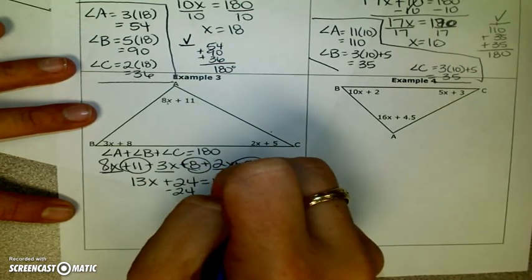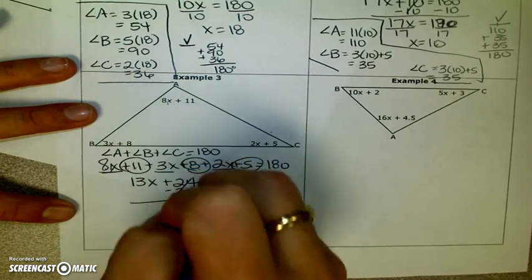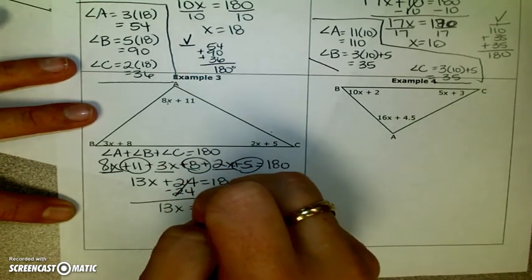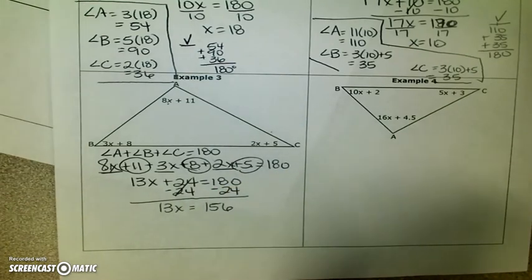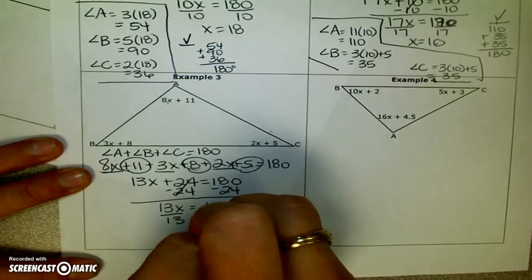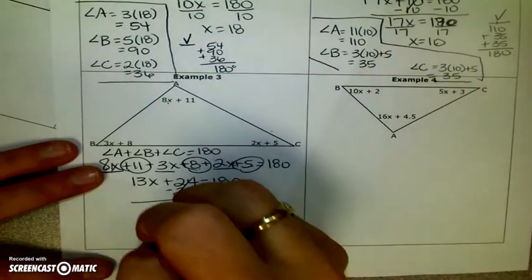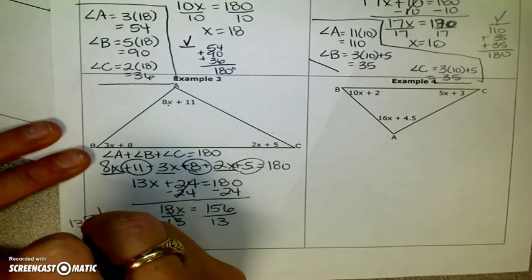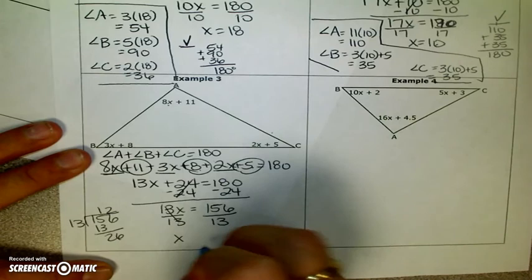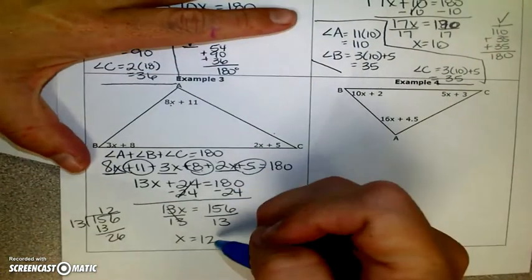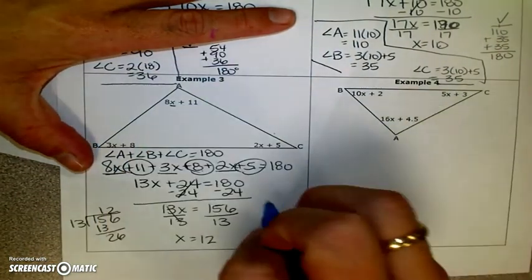We want to isolate x, so we have 13x equals 156. And we're going to divide that by 13. And I don't have my calculator, so I'm going to do it over here. 156 divided by 13 is 12. X equals 12. Now, does that mean I'm done? The answer is no. I know I need to substitute 12 wherever x is.